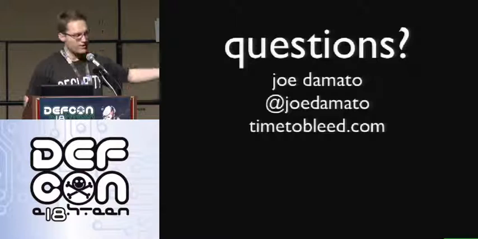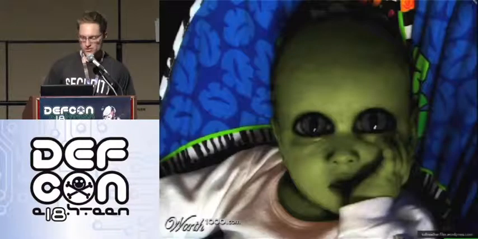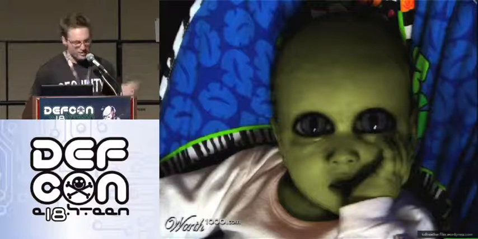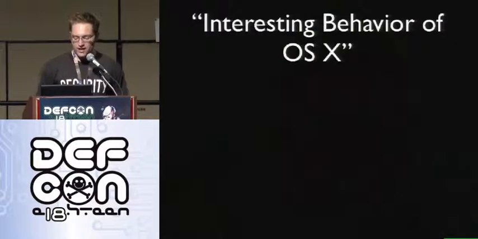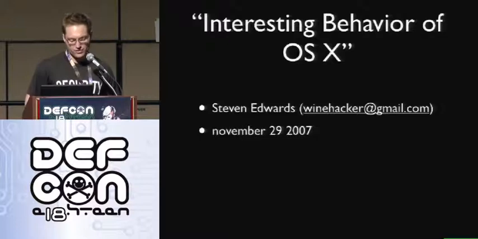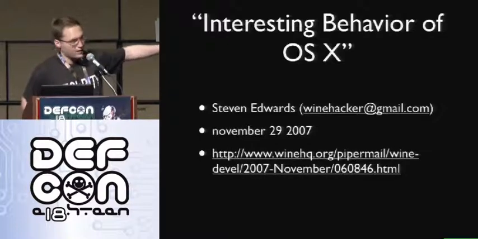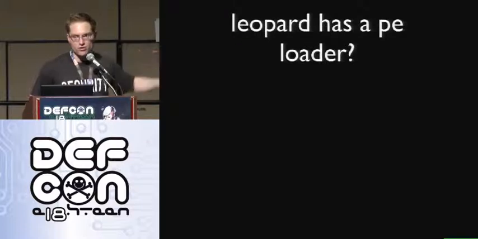Before I end this, I had a couple extra slides of something really weird I found that I wanted to share in case I had some extra time. So look, an alien baby. And I saw this really crazy post to a mailing list. The title of the post was Interesting Behavior on OSX. This was written by a guy named Stephen Edwards, November 29, 2007. This is the link to the actual mailing list post that he wrote.